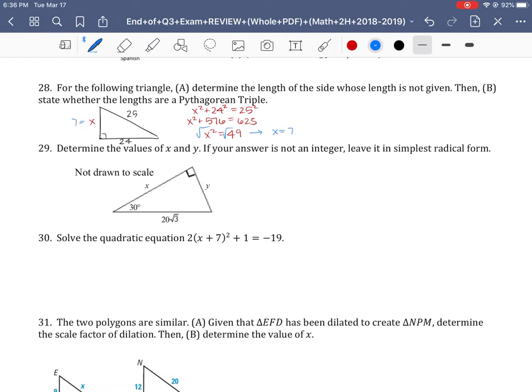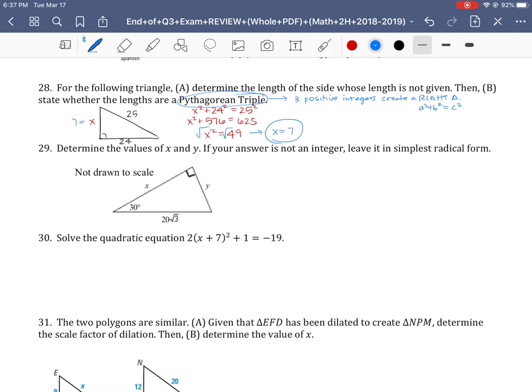Part B then asks you to find, or state rather, whether the lengths form a Pythagorean triple. Now remember, a Pythagorean triple, these are any 3 positive integers, or in other words, 3 whole numbers. For some reason, definitions like to say positive integers, which means there can't be any radicals or fractional values. They have to be integer values, and they create a right triangle, or in other words, when you do the a squared plus b squared, it always equals that c squared.